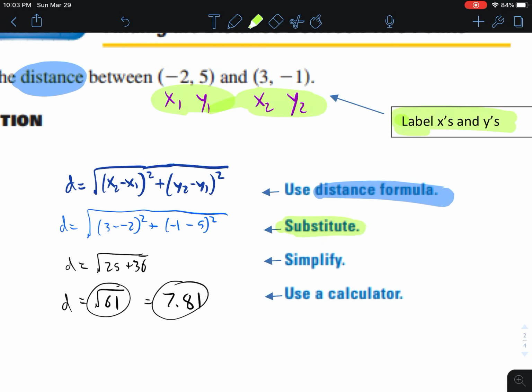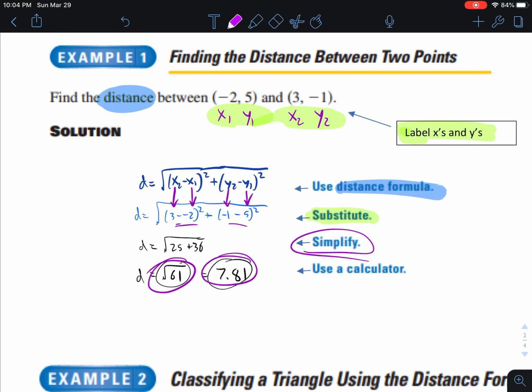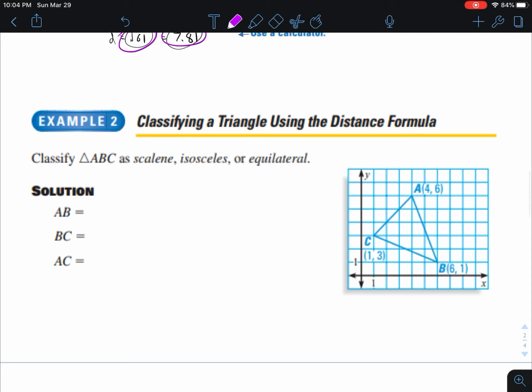Okay. Then you substitute in the things you labeled. Right? Like the x2 was this. X1 was this. Y2 was that. Y1 was that. Bam. Substituted. Done. Simplify. That's where you do all the math. You subtract. You square. Here's what you get. You even add them up. You get square root of 61. Then you use the calculator if you want a decimal to find that answer right there. Okay? Again, we were able to find the distance between these 2 points without looking at a graph using the distance formula. Great job.